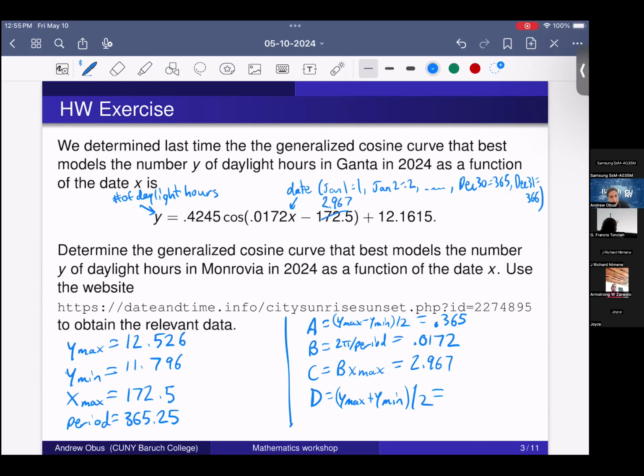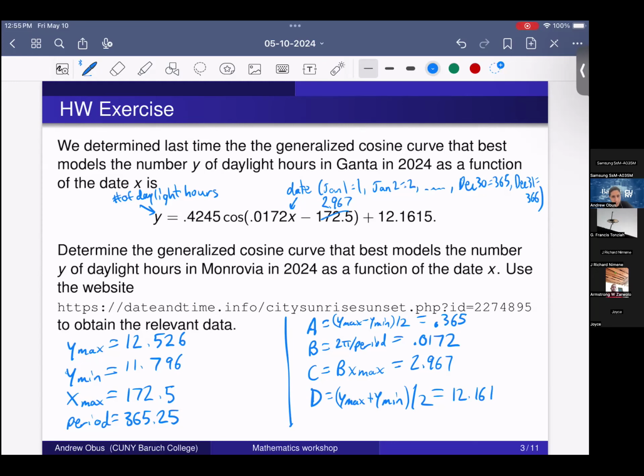And then lastly, D is the sum of these two things over 2. So that's 12.526 plus 11.796 divided by 2. And that's going to be 12.161. Okay, so these are the parameters we're going to get.